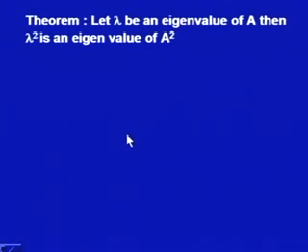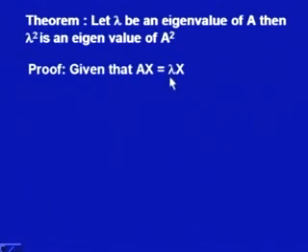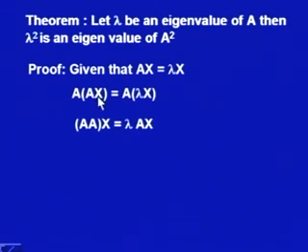This is another property of eigenvalues and eigenvectors, and according to this, let lambda be an eigenvalue of A, then lambda square is an eigenvalue of A square. To prove this, let us say lambda is an eigenvalue and x is its eigenvector. So, Ax is equal to lambda x is given to us. I pre-multiply this equation by A. So, it is A times Ax is equal to A times lambda x.